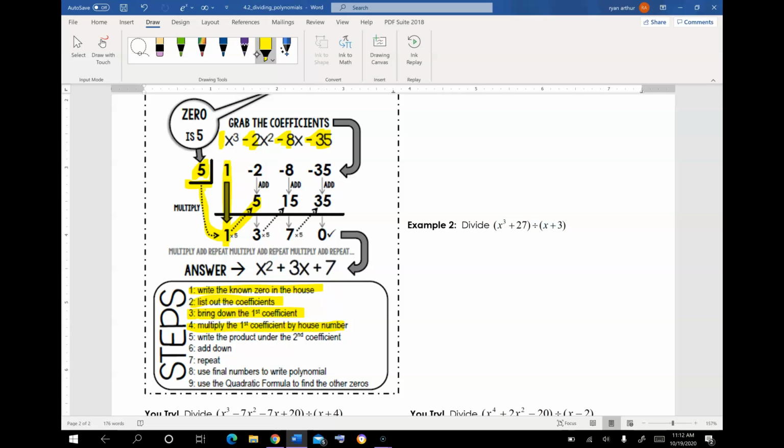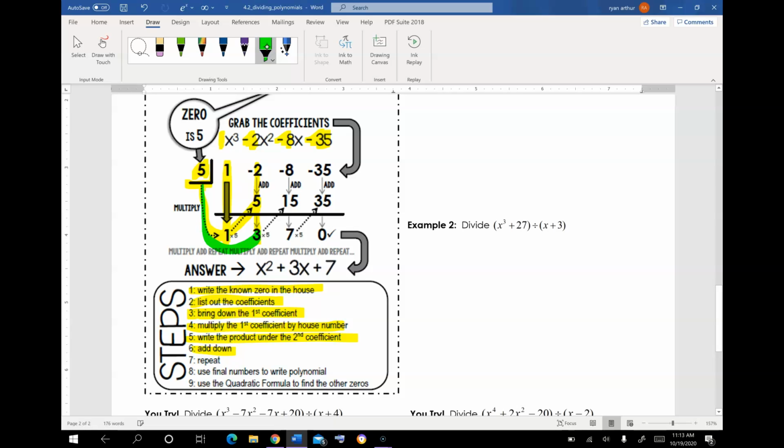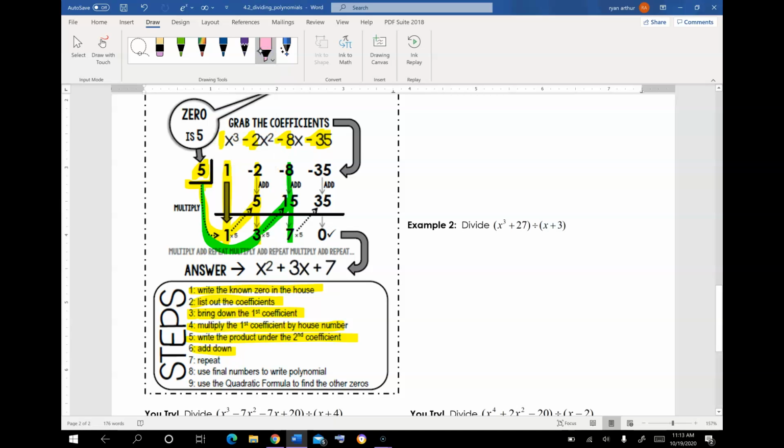Then you're going to add these two numbers. Now I'm going to say -2 plus 5 gives me 3. Okay? So we've done that. And then you're going to repeat the process. Let's switch colors. We're going to say 5 times 3, which is 15. -8 plus 15 is 7. You repeat the process as many times as you have numbers. So now I'm going to do it again. 5 times 7 is 35. And -35 plus 35 is 0.